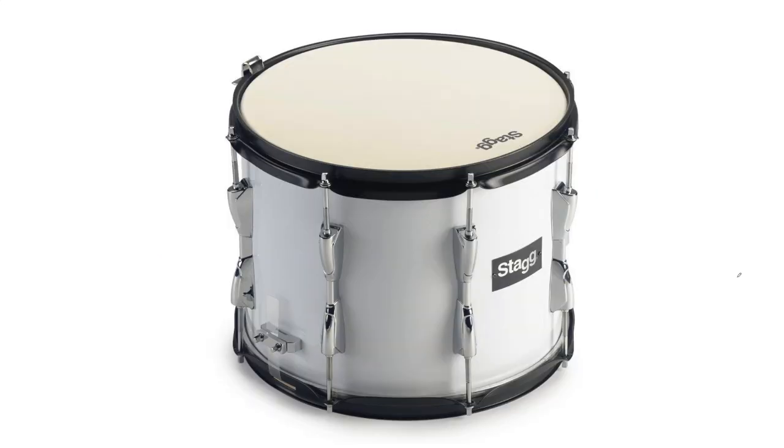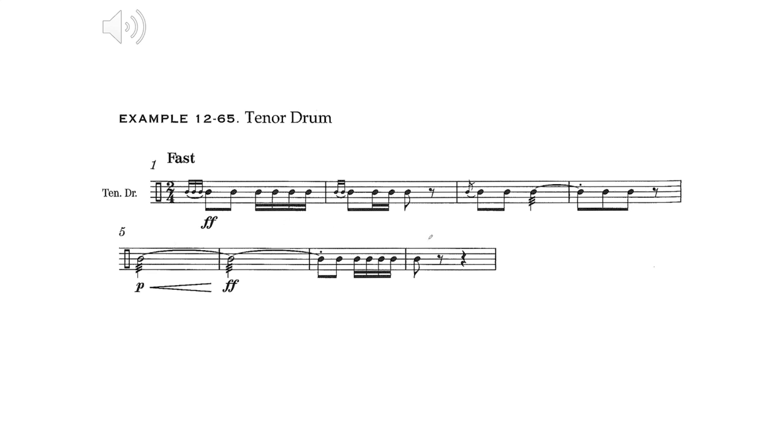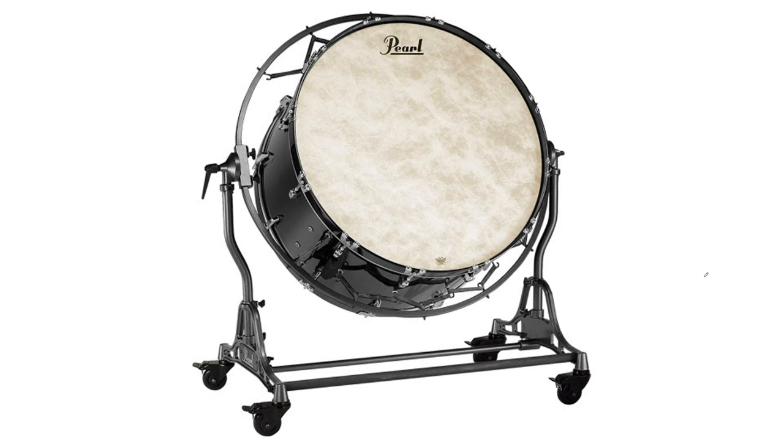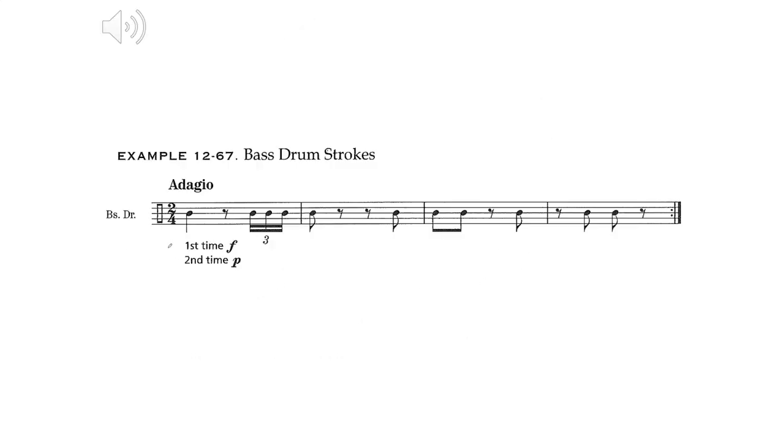And this is tenor drum, very similar to the snare drum, but it doesn't have snares. An example. And another very famous member of the drum family, bass drum. This is an example, we are going to hear it forte in the first time and piano in the second time.